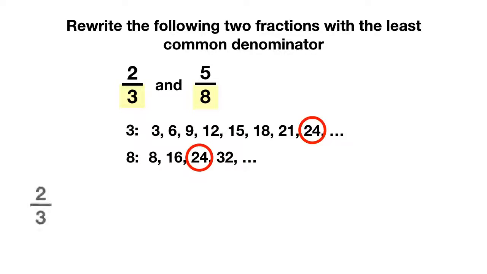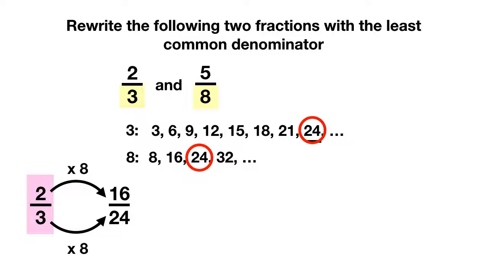So we need to take 2/3 and change it to a fraction with a denominator of 24. Well, to turn 3 into 24, you have to multiply by 1, 2, 3, 4, 5, 6, 7, 8. Therefore, we need to multiply 2 times 8, which gives us 16. 2/3 is equal to 16/24.